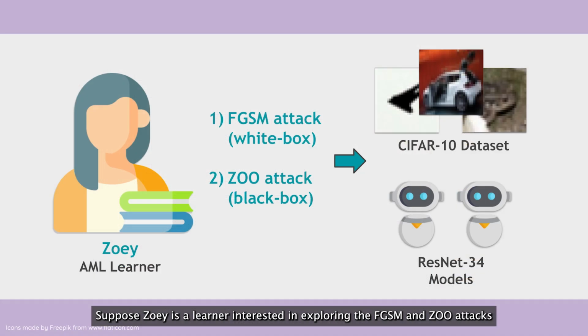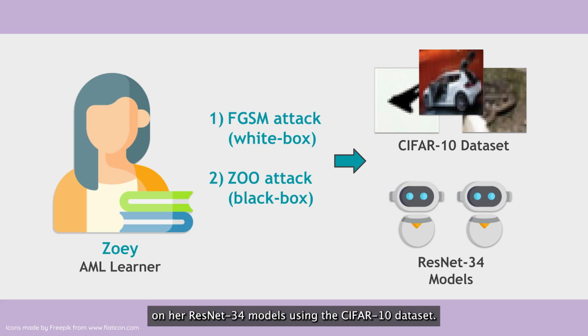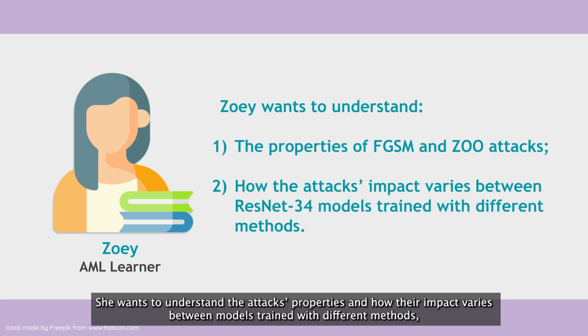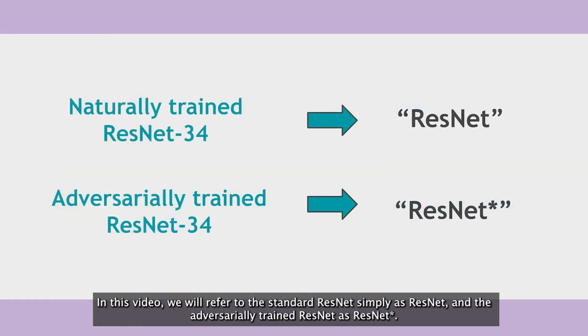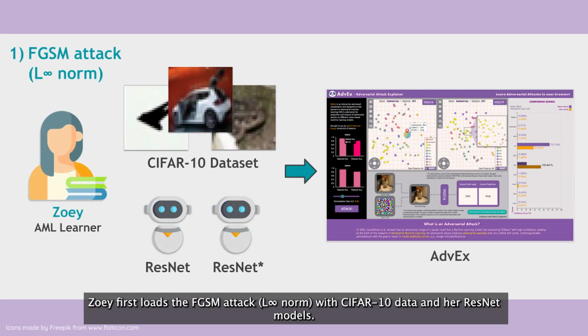Suppose Zoe is a learner interested in exploring the FGSM and Zhao attacks on her ResNet 34 models using the CIFAR10 dataset. She wants to understand the attack's properties and how their impact varies between models trained with different methods, such as standard and adversarial training. In this video, we will refer to the standard ResNet simply as ResNet and the adversarially trained ResNet as ResNet star. Zoe first loads the FGSM attack with CIFAR10 data and her ResNet models.